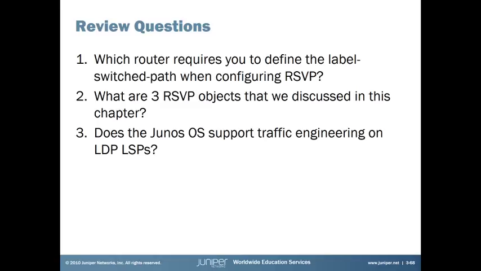Which router requires you to define the label switch path when configuring RSVP? The question is asking which router in the path. Is it the ingress router? Is it a transit router? Is it the penultimate router? Is it the egress router? On which router do we configure RSVP when we are configuring a dynamic LSP? Ingress, transit, penultimate, or egress.